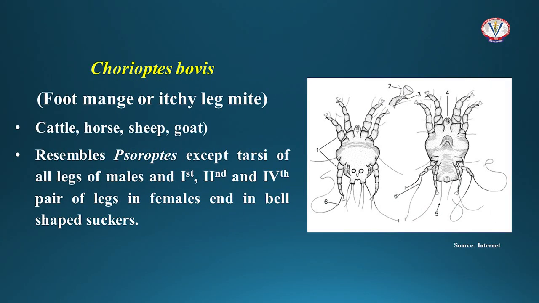Chorioptes bovis, the foot mange or itchy leg mite, infests cattle, horse, sheep and goat. It resembles Psoroptes except the tarsi of all legs of males and first, second and fourth pair of legs in females end in bell-shaped suckers.